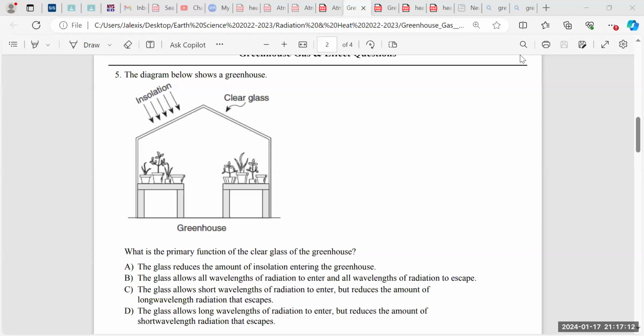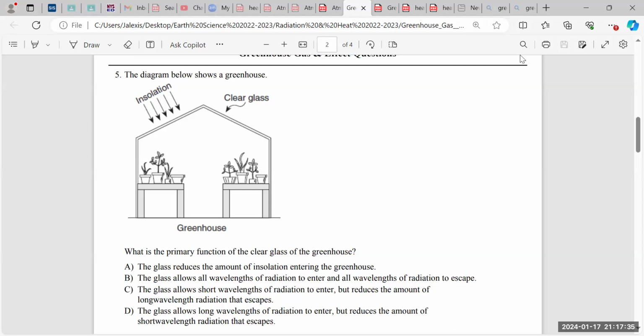Number 5 says, the diagram below shows a greenhouse. You have insulation on one side, and the clear glass that's on the greenhouse. It says, what is the primary function of the clear glass of the greenhouse?